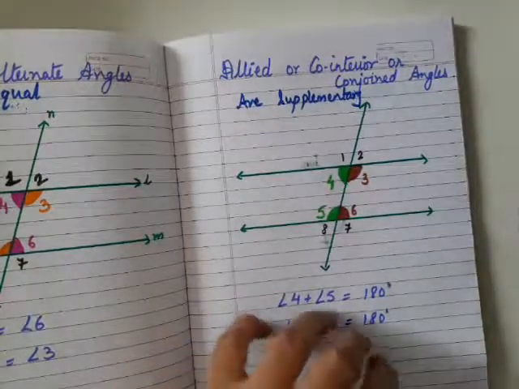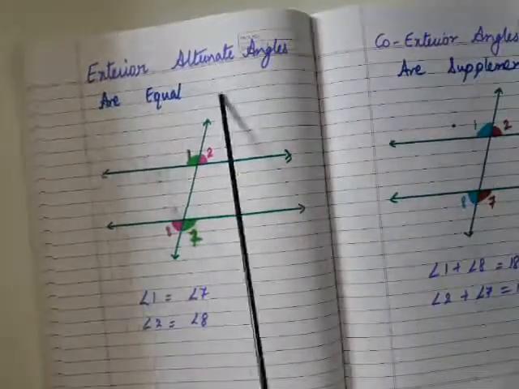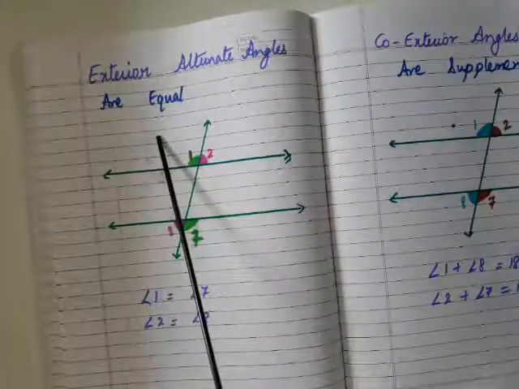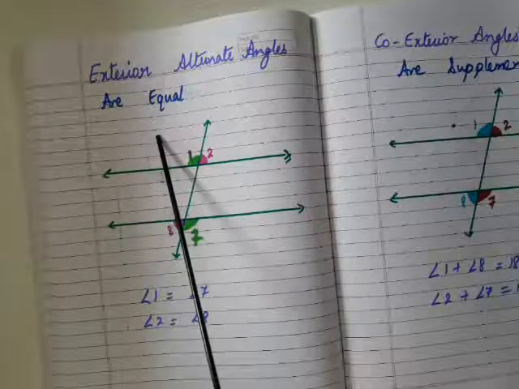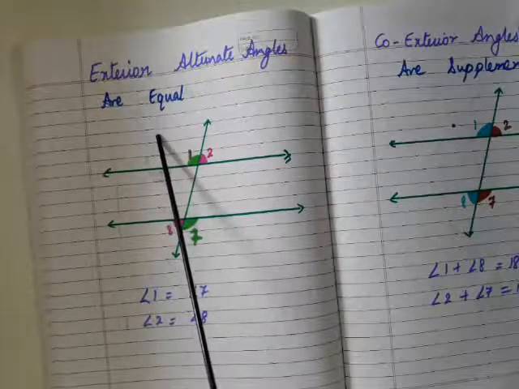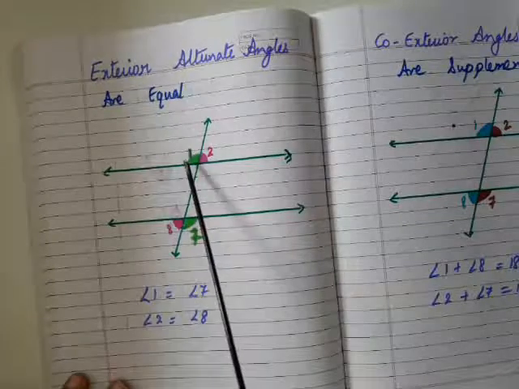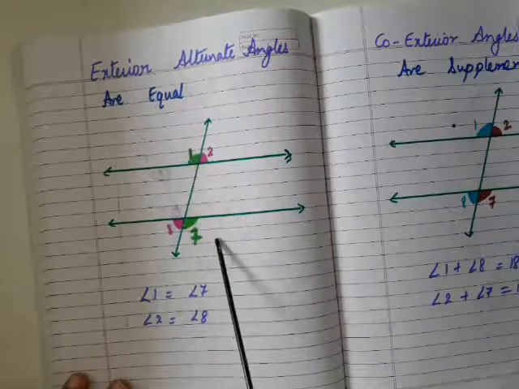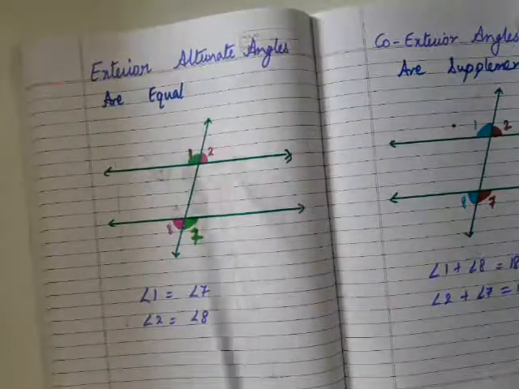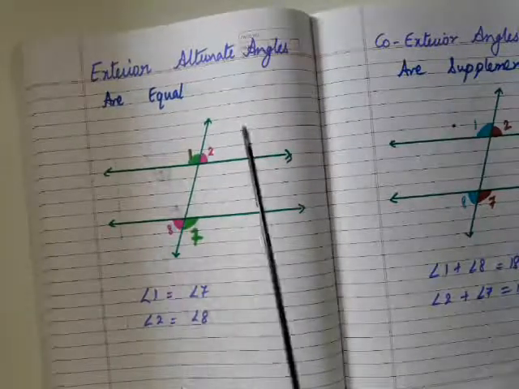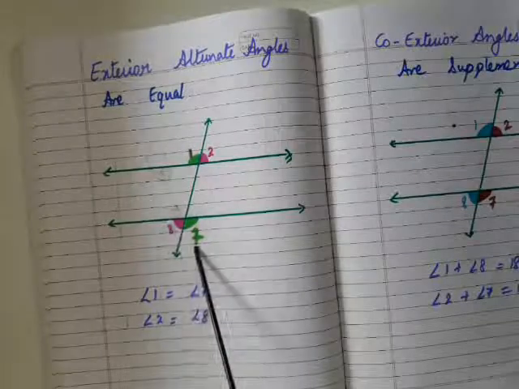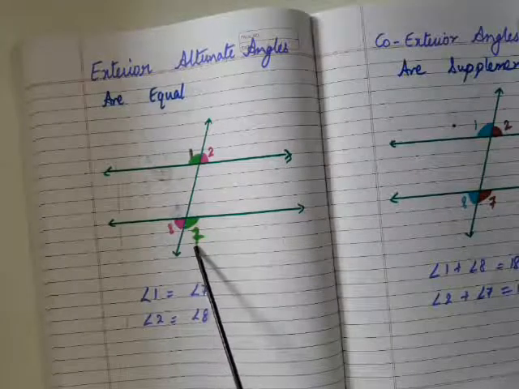Let's see the fourth condition. The fourth condition is that exterior alternate angles are equal. As interior alternate angles are equal, in the same way exterior alternate angles are also equal. So the exterior alternate angle of 1 is angle 7, and for 2 it is 8. So if the two lines are parallel, then the exterior alternate angles will be equal.